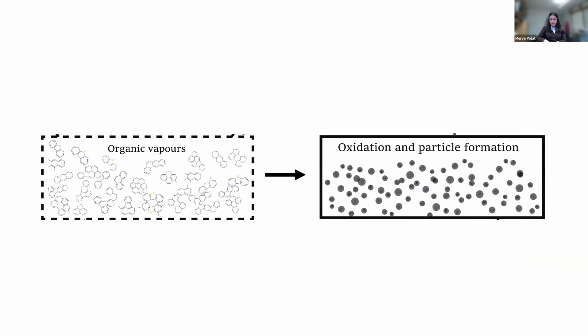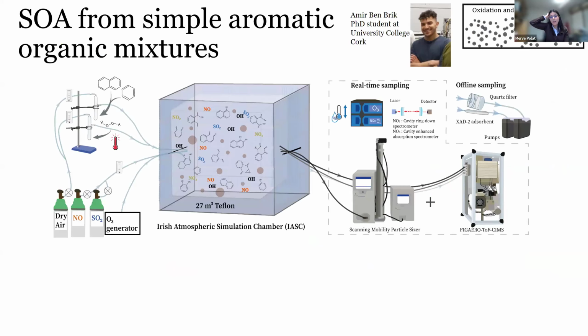And then if we look at the second pathway defined in the beginning, the SOA pathway, I was at Cork University, where I worked with Amir Bendrik, and we looked at simple systems. We know we have a lot of naphthalene, and we have a lot of benzene that co-reacts with the naphthalene and can affect the SOA formation potential. And then we looked at how that is affected by other gases that are present on roads, for example NOx and SOx.